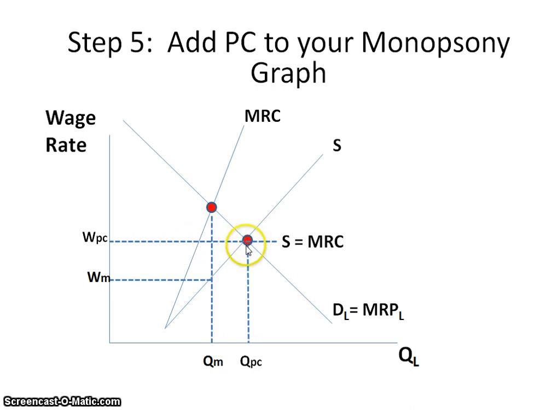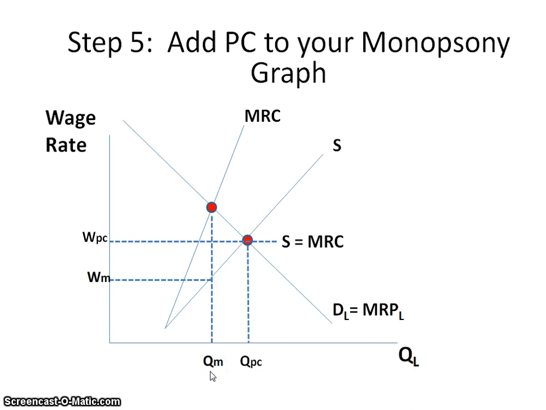When you're looking at the quantity then, you're just drawing your line down, and that's giving you the quantity of workers that is hired for the perfectly competitive firm. When you're comparing the perfectly competitive to the monopsony, you will always find that the wage rate for the perfectly competitive firm is always higher than the wage rate for the monopsony, because your supply equals your MRC instead of your MRC being greater than your supply curve. The quantity of workers that is hired in the perfectly competitive firm is always larger than the quantity of workers that is hired in the monopsony.